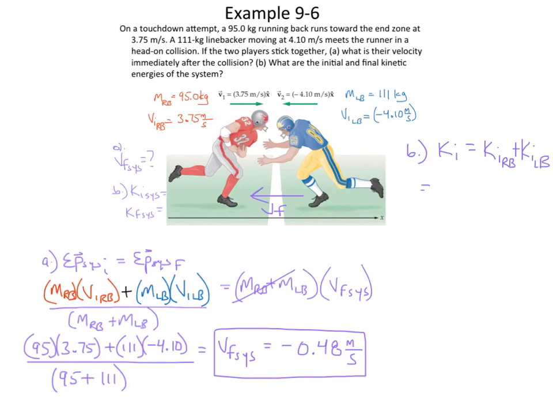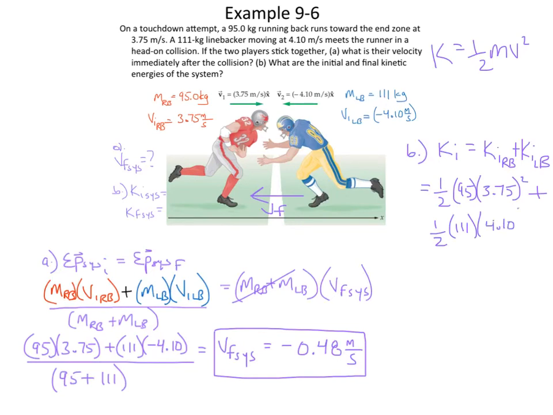All right, let's key them in and see what we get. Initial of the running back. Well, kinetic energy we know to be 1/2 mass of the running back, so that's 95 times what was his initial velocity? 3.75 meters per second, and that's going to be squared, right? Because after all, kinetic energy of anything is 1/2 mv squared.